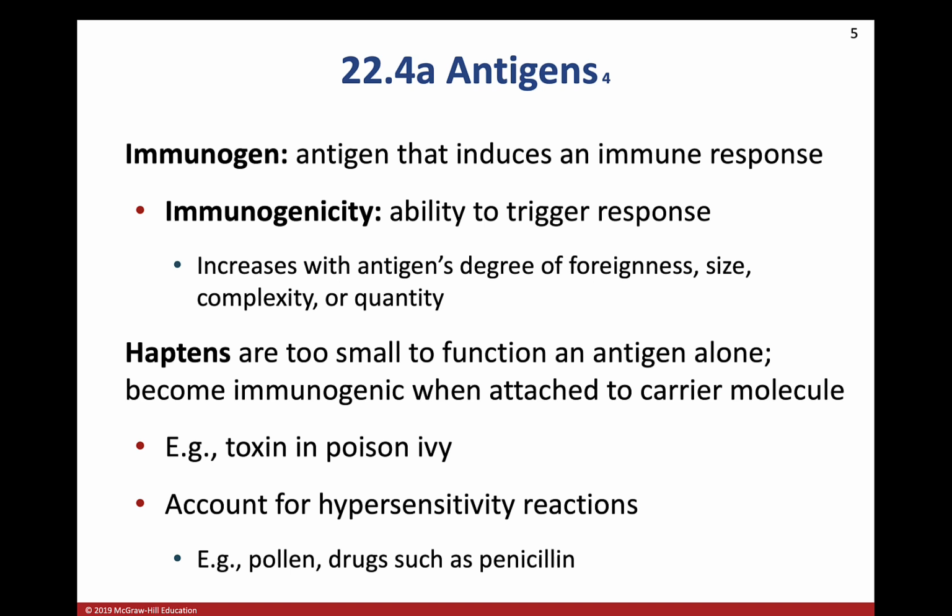And so an example would be the toxin found in poison ivy. This also is what accounts for hypersensitivity reactions. So those of you that have allergies, this is one of the underlying causes of them. And remember, allergies really are an immune response.